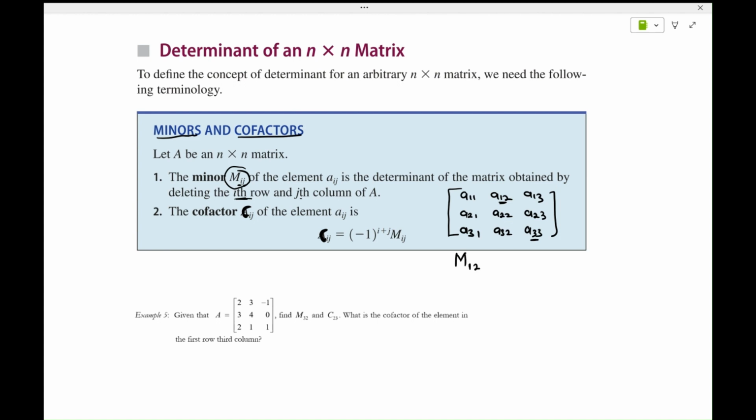So if you want to find Mij, for example M12, it means M12 is the minor of which element? You're looking for the minor of A12. By definition, the minor is actually a determinant, the determinant of the matrix obtained by deleting the ith row and the jth column. Since you are looking for M12, you have to delete the first row, and you delete the second column.